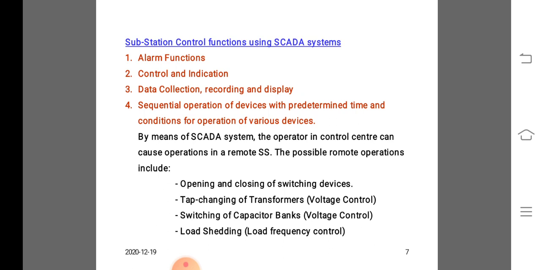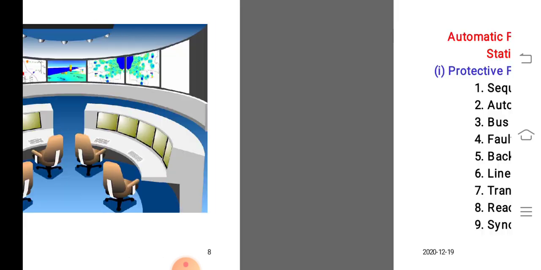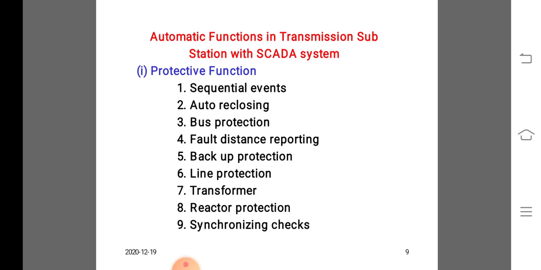By means of the SCADA system, the operator in the control center can cause operation in a remote substation. This possible remote operation includes opening and closing of switching devices, tap changing of transformer, that means voltage control, and switching of capacitor bank. It also has voltage control and load shedding, that means load frequency control. This is the protective function, what I told previously.